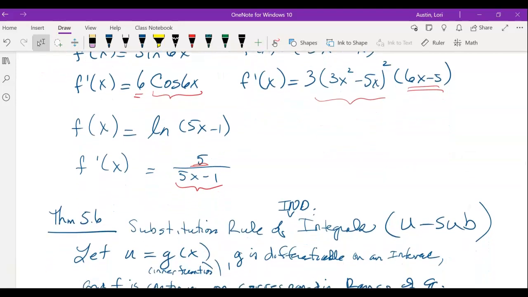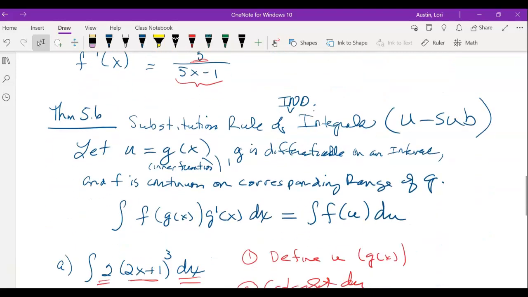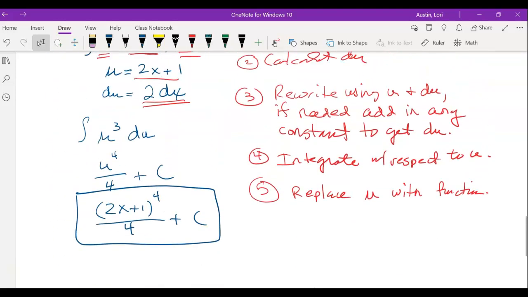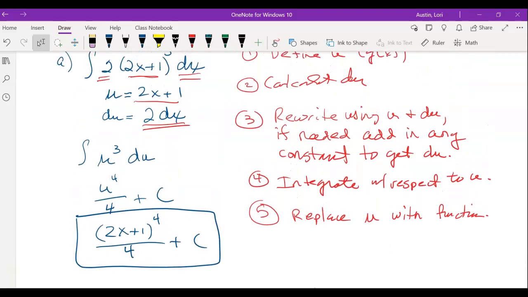The reason the u sub works is because that derivative is part of what you're integrating. All right? So you've got the steps. I'm not going to write the steps out anymore. We're going to go through and do a bunch of problems.